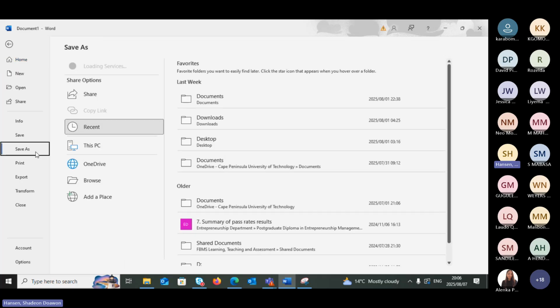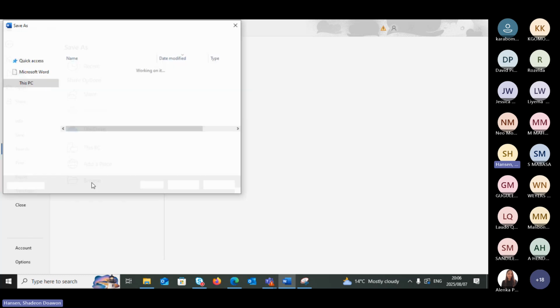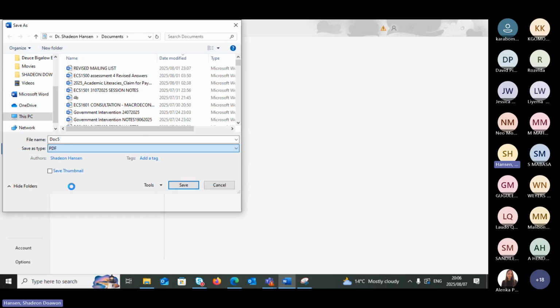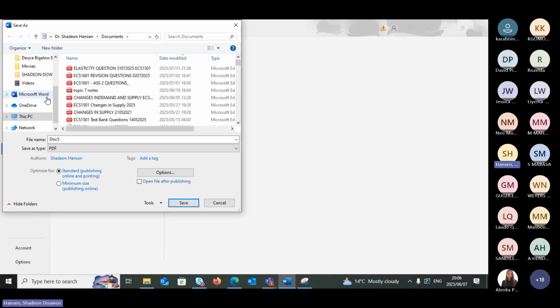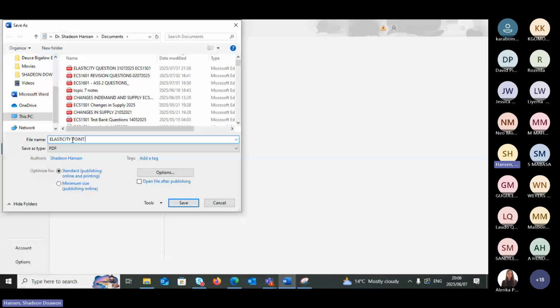Okay, so let me just save this. Just save it as a PDF. Please note that this PC of mine is still in the 18th century, so please bear with me. So we say elasticity point formula example. Right, and then of course we save it as a PDF. Today's date is the 7th of the 8th month, 2025.